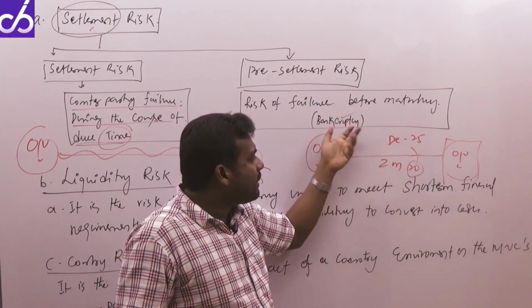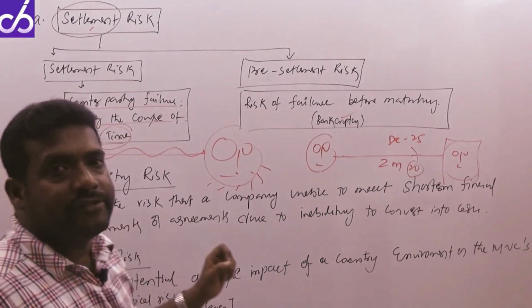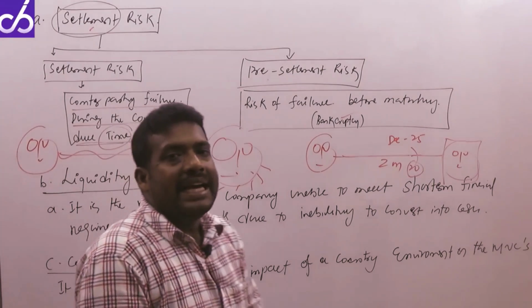He may become bankrupt because of some other reasons. Such a risk is called pre-settlement risk. And another one is liquidity. What do you mean by liquidity?